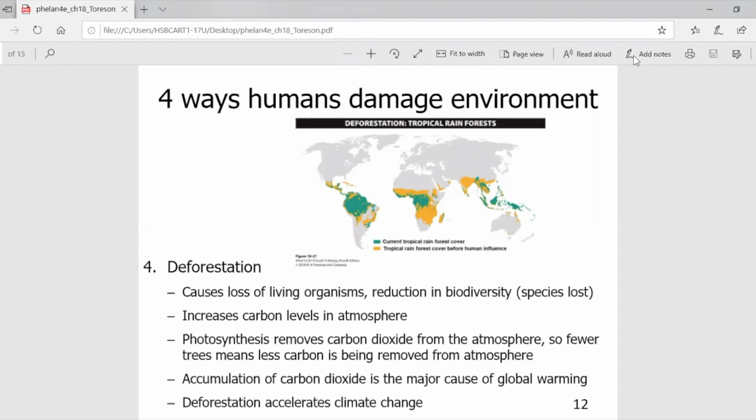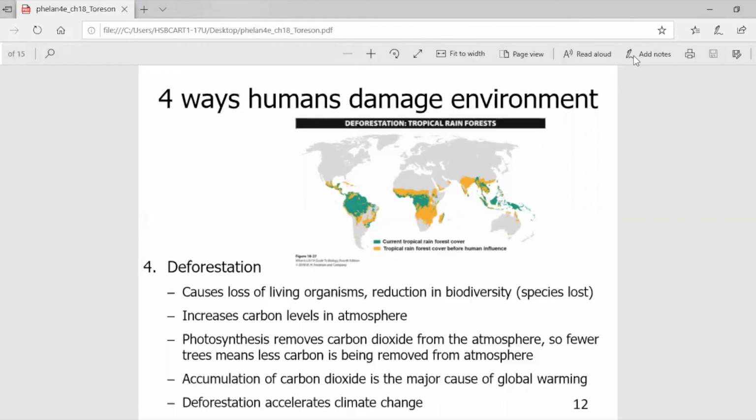The fourth way human activities damage the environment is deforestation. I mentioned this a little bit earlier in this chapter, but there are large areas in the world where humans are clear-cutting forests. This is due to development of urban areas or development of agriculture. Deforestation causes the direct loss of living organisms, but it also will cause an increase in the amount of carbon in the atmosphere.